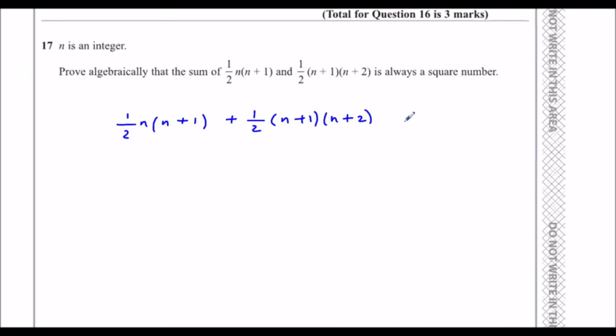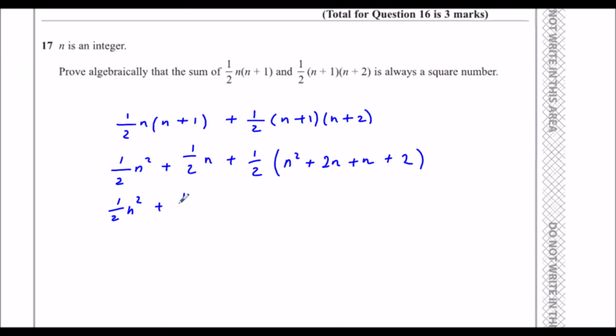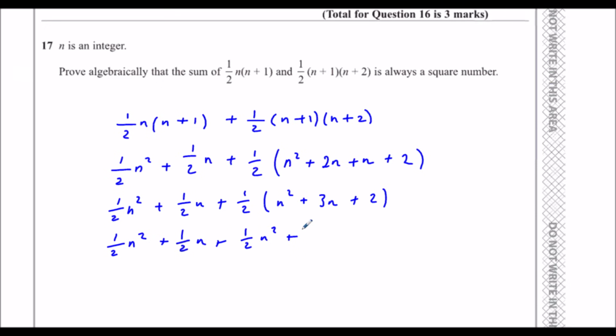So if we expand all of the brackets, hopefully the reason it's a square number will be clear. So expand the bracket, so we've got half n squared plus half n plus, I'll leave the half here now and expand these two brackets. So n squared plus 2n plus n plus 2, which is half n squared plus half n plus half, and I've got n squared plus 3n plus 2, collecting the like terms. Then I'm going to expand the second bracket. So half n squared plus half n plus half n squared plus 3 over 2n plus 1.